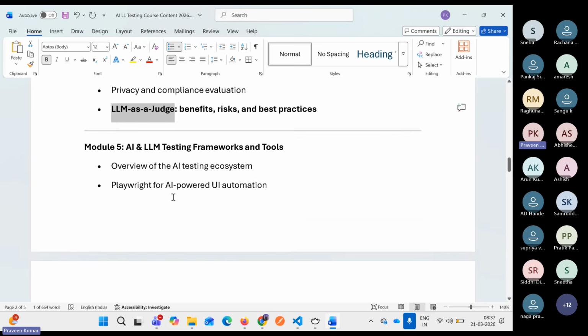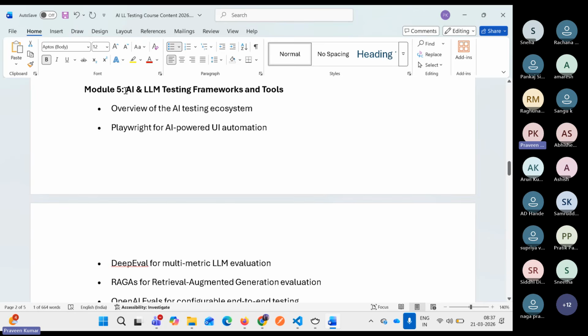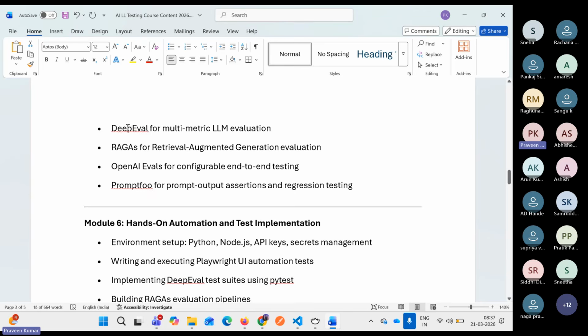We'll understand how it works in general, and then we'll start working on the framework, where mainly the concentration will be on the DeepEval library. DeepEval is a library which helps us evaluate AI LLMs, and it is multi-purpose. For the normal AI LLM that you see in the market, you can use DeepEval. Ragas is another library, used for RAG-based applications. RAG is retrieval augmented generation evaluation.